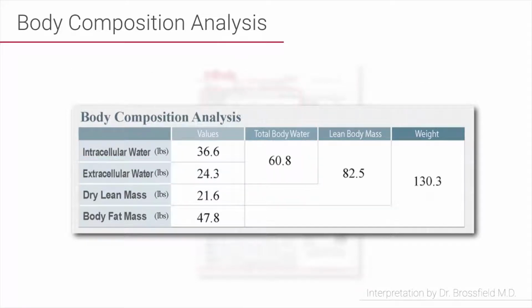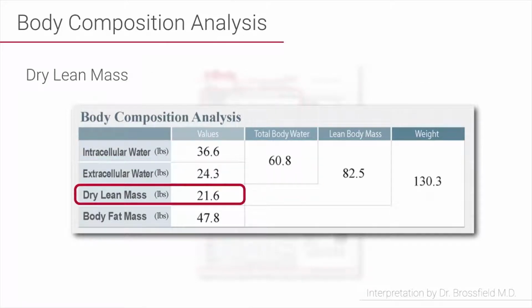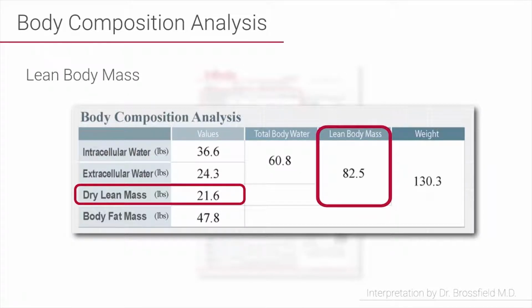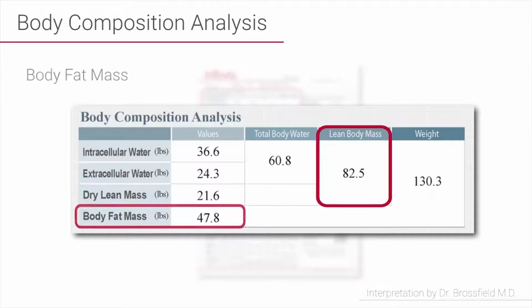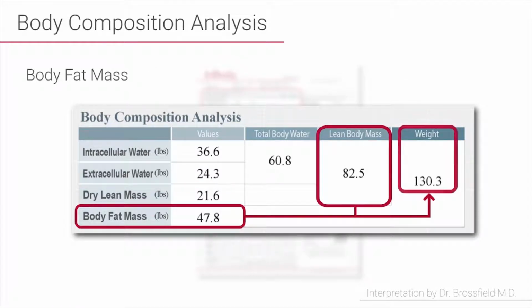The next line says dry lean mass, that's your bone. So if you add your muscle and your bone, you get your lean body mass, and you can see that at the top of this segment. Your lean body mass is essentially all of your body except for fat. So if you add the last line, which is your body fat mass, you get your total weight on the right of this section.